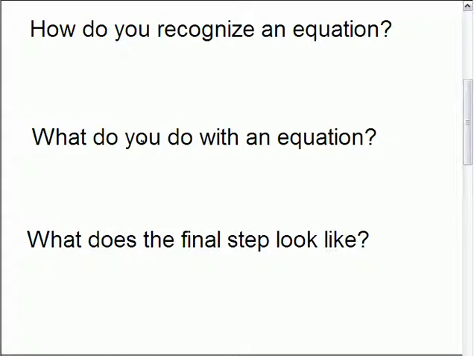So first of all, we've got to talk about how do we know what is an equation? How do you recognize an equation? When I ask students that, they say, well, it's got an equal sign, which is true. We've got an equal sign. But there's more to it, because if you had 2x plus 3x, well, that's not yet an equation.